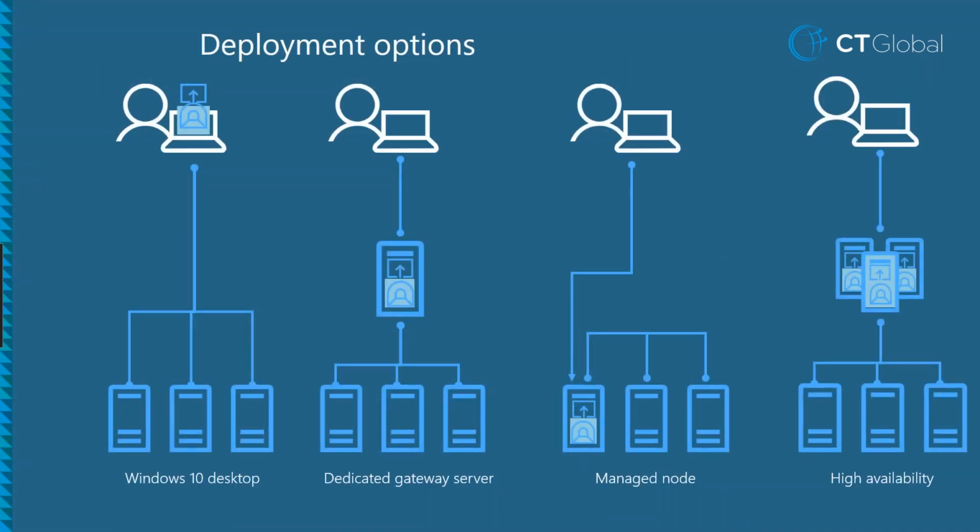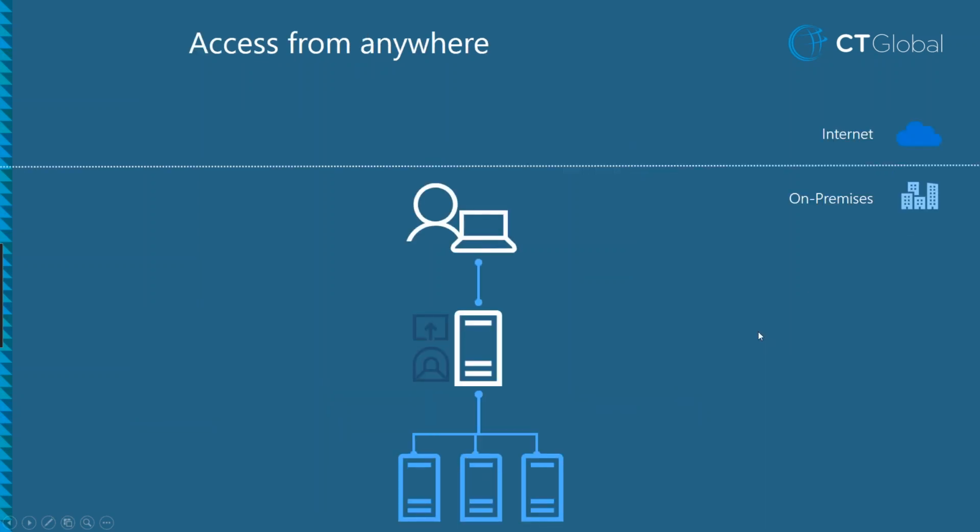There are a few ways we can deploy it. You can install it locally on your Windows 10 desktop. It is only available for you as a user. Nobody else can access it. You can install it as a dedicated gateway server where you manage the nodes and the user connects to this gateway server. You can also install it on a shared server as a managed node where you run other solutions as well, and the users connect to that managed node. You can also install it as a highly available solution. We'll talk a bit more about that later on.